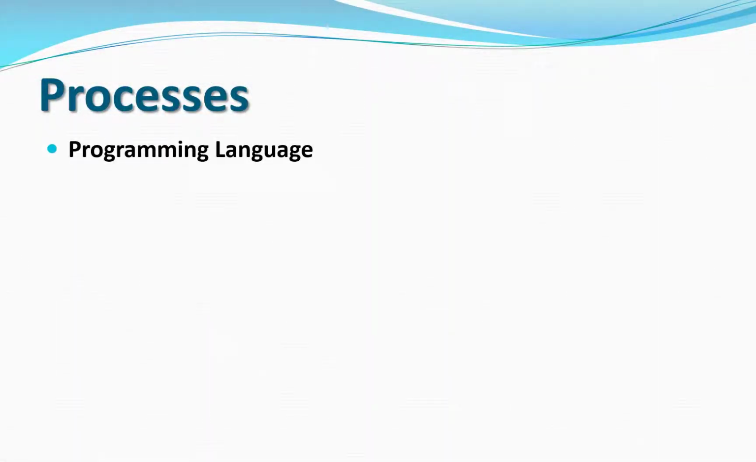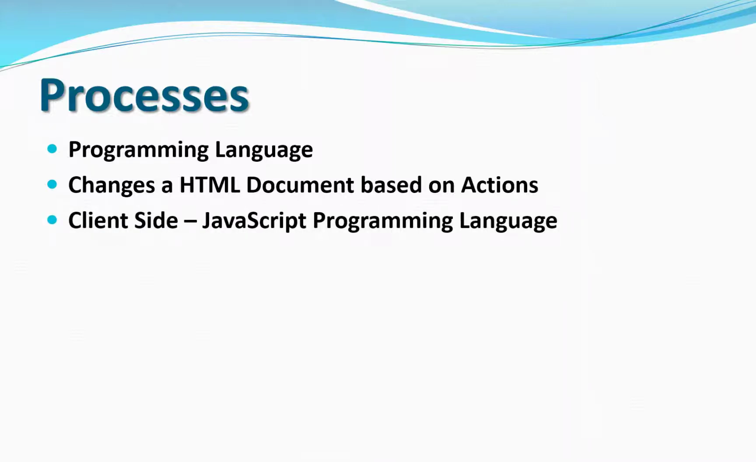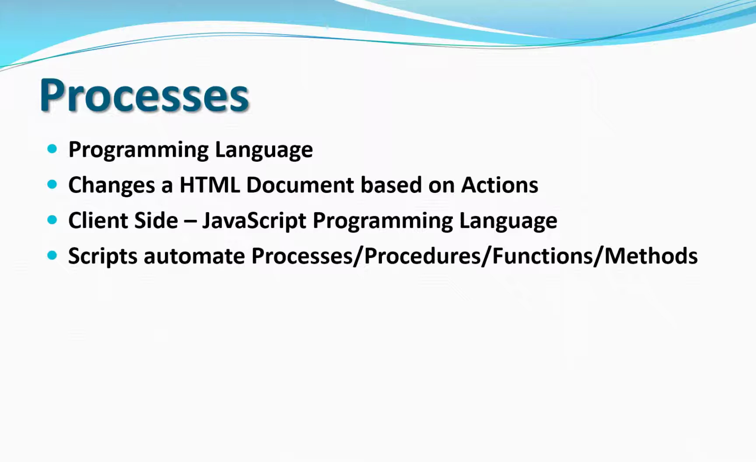In order for computing devices to do things, a programming language is used to automate processes. Processing on the web actually changes the web page element or content. HTML tags, associated elements, and content can be changed based upon the actions triggered by users. Since the implementation of HTML5 and the associated technology, JavaScript has become the standard programming language used on the client side to initiate changes on a web page. It is the scripts of JavaScript that automate processes, procedures, and functions. These scripts are also called methods.